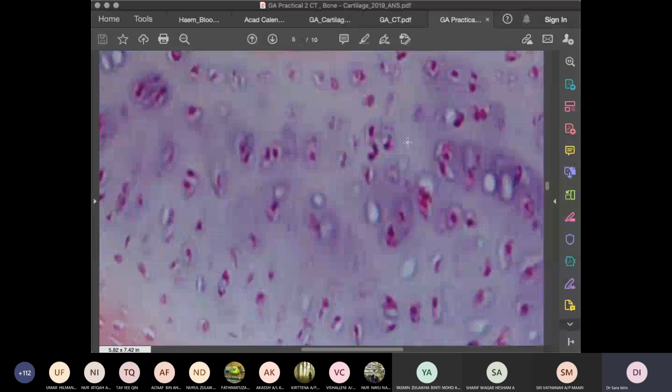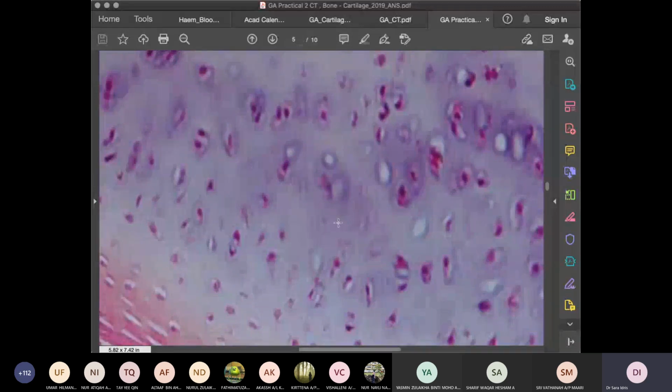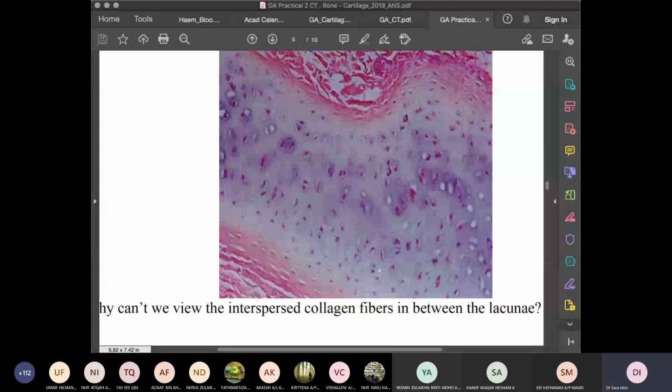You can see that the ground substance and the extracellular matrix here all look similar to each other. You can't differentiate between the ground substance and the fibers. The extracellular matrix looks homogeneous. And remember why you can't see the collagen fibers: you can't differentiate between the collagen fibers and the ground substance because they have a very similar refractive index. So the extracellular matrix looks homogeneous, apart from being slightly darker around chondrocytes and paler in the inter-territorial matrix.